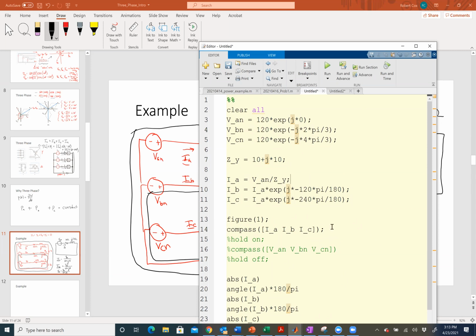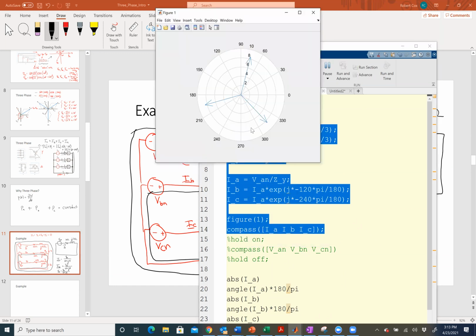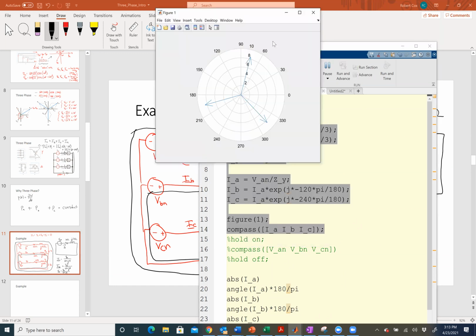If I look at this real quick, using this tool in MATLAB, which is not something I'm going to ask you to use, called Compass, which lets me look at vectors, what I see is that this is IA, this is IB, and this is IC.